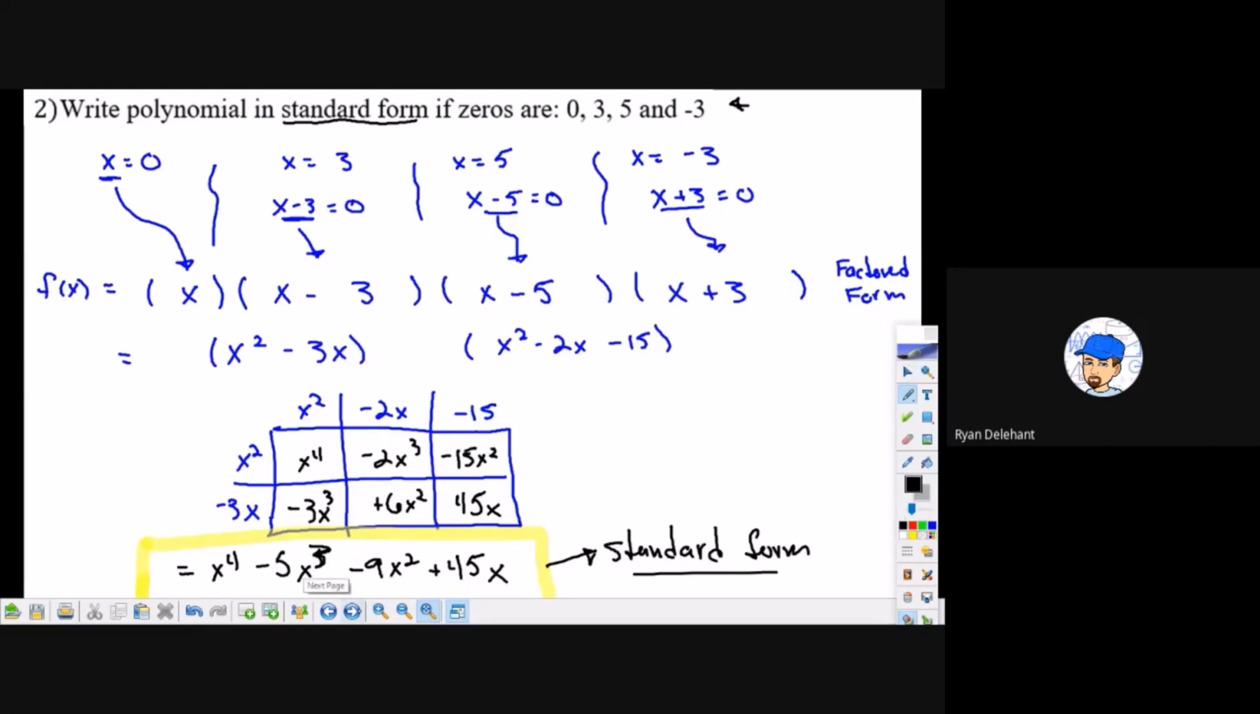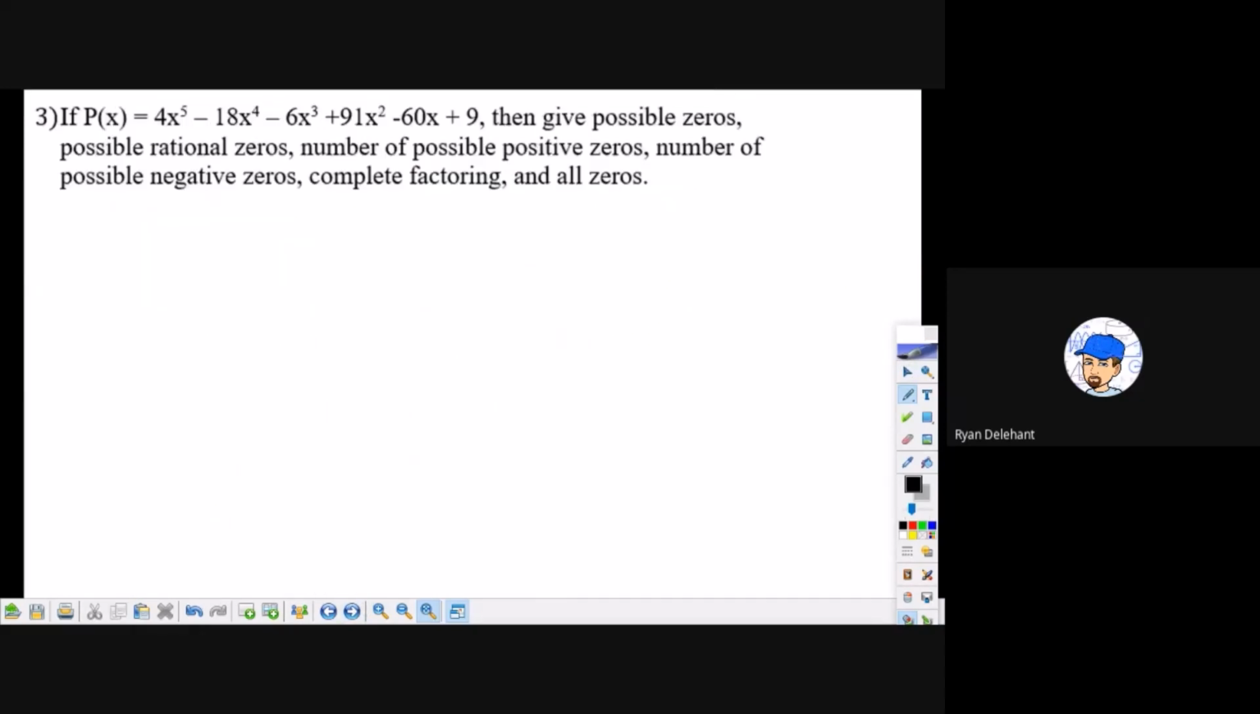Okay, let's do the last one. So the last one is kind of everything all together. This is everything from last week and all in one problem. So what this says is, given this polynomial, I want to know how many zeros it should have. I want to know the possible rational zeros, the number of positive zeros, the number of negative zeros. And then I want you to factor it and tell me what they are.